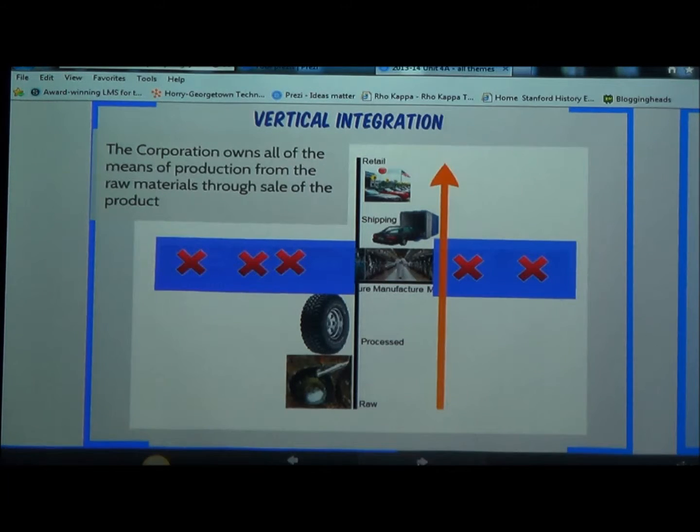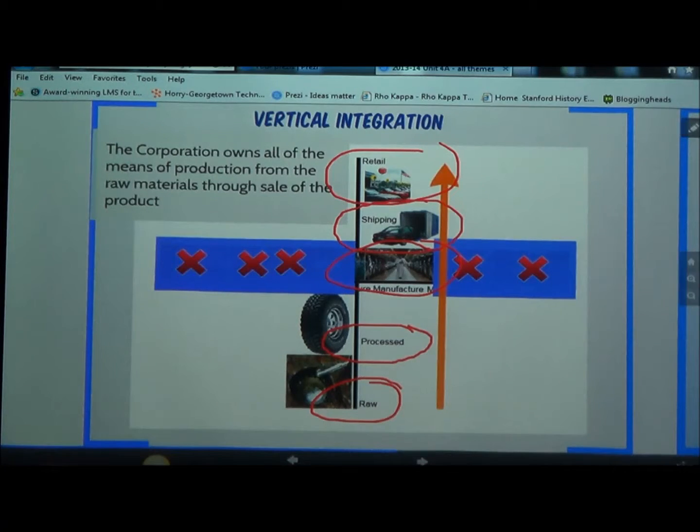And vertical integration is a kind of monopoly that Americans sort of appreciate because the corporation owns all of the means of production, from the raw materials all the way through the sale of the product. Carnegie would own the iron ore that was necessary to make steel. He would own the mines that the iron ore was in. He would own the railroads that took the iron ore to his factory. He owned the factory. He owned the railroads that took the material to the cities in which he would sell it. And he owned the retail markets that would sell it.